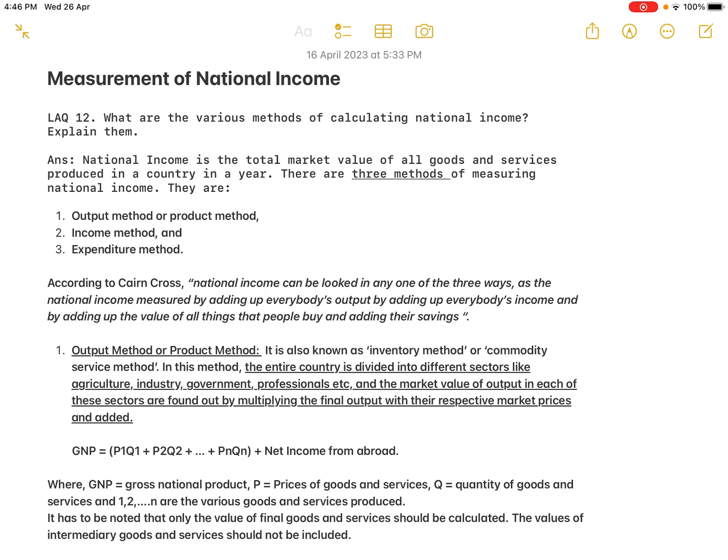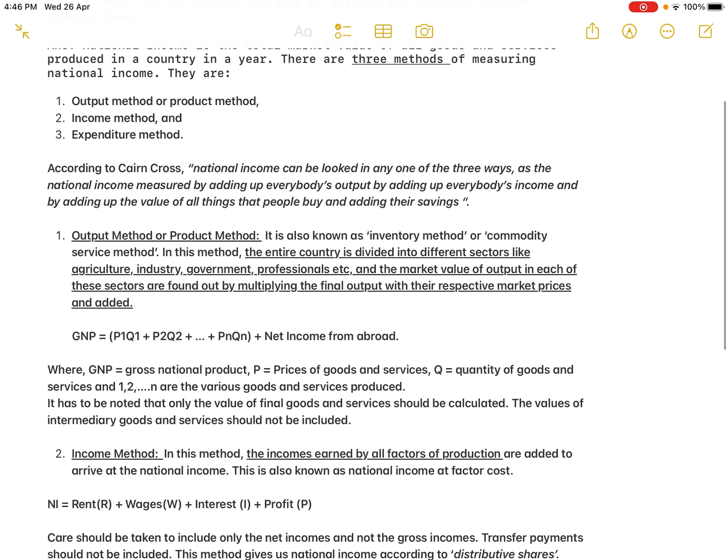Okay, so coming to the definition, according to Cairncross, national income can be looked at in any one of three ways: as the national income measured by adding up everybody's output, that is the output method or product method; then by adding up everybody's income, that is the income method; and by adding up the value of all things that people buy and adding their savings, that is the expenditure method. Okay, so first we'll check out one by one how to calculate the national income based on each of these three methods. The first method is the output method or product method.